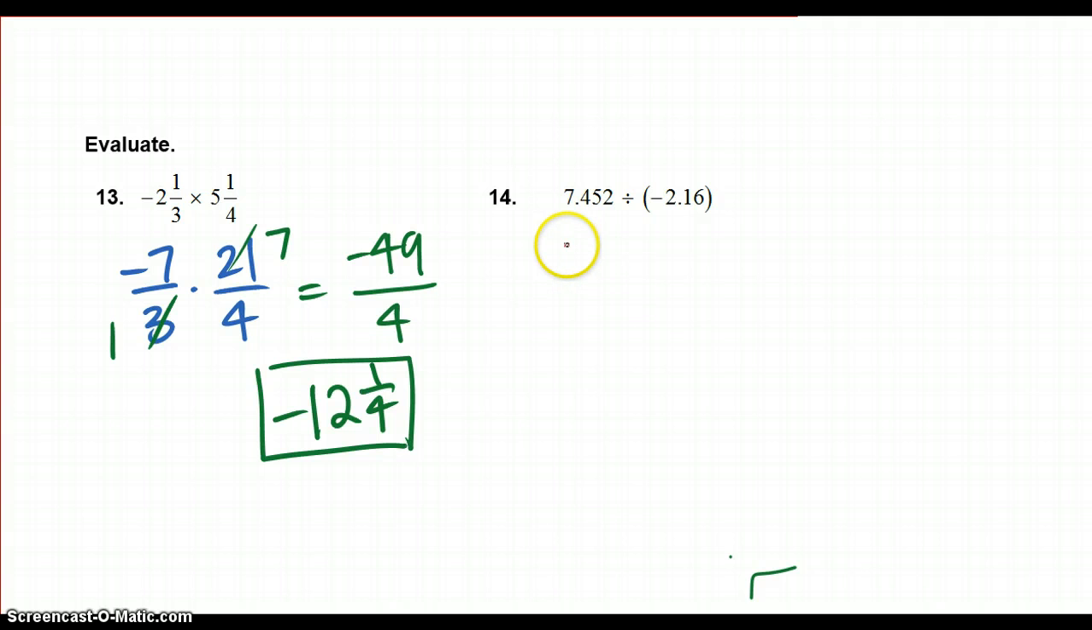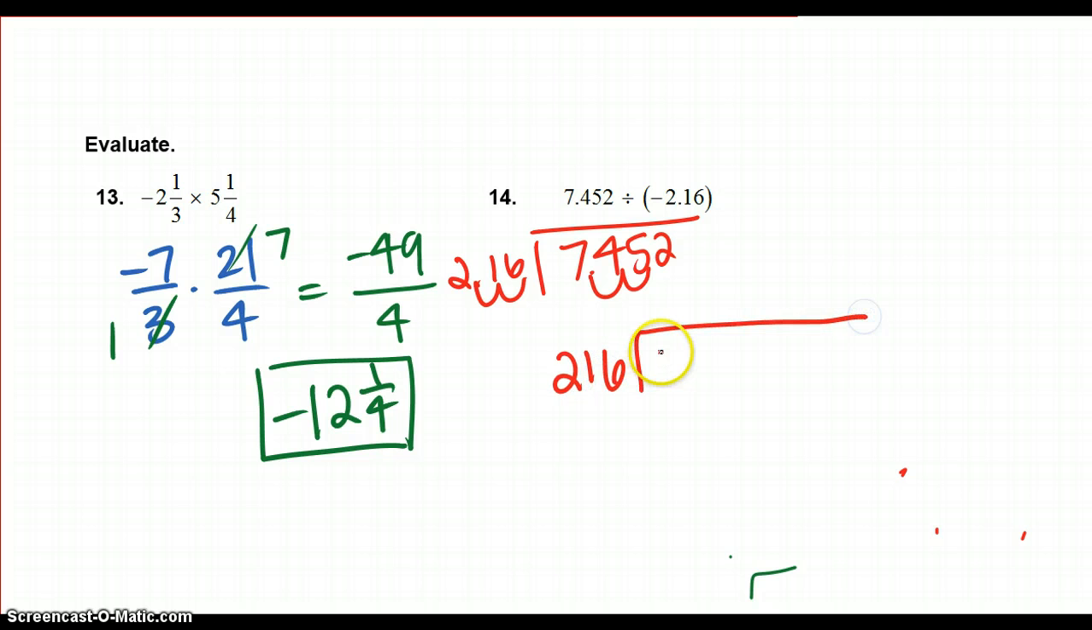Number 14, dividing decimals. Remember, the top dog goes in the house, and the second number goes outside. I cannot have decimals on the outside, so I have to swoop 2 on the outside, 2 on the inside. I rewrite the problem as 216 and 745.2. Okay, now I'm ready to do my long division because there are no decimals on the outside of my problem.